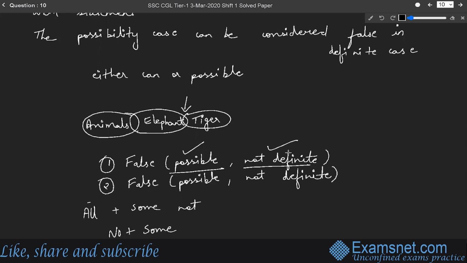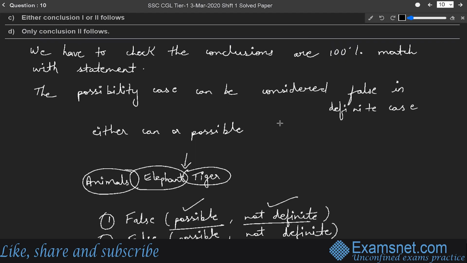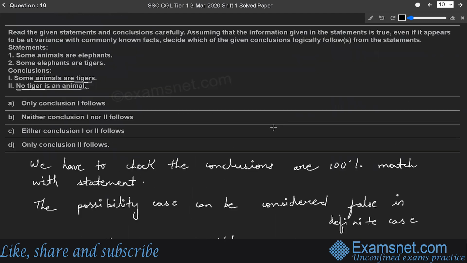Okay. So according to the statement, no tiger is an animal. For no, it is not definite. And for some tigers can be animal. It is the possibility that is written here. Okay. Same for the first conclusion also. So in this way, the correct answer for this question will be either conclusion 1 or conclusion 2 follow. I hope you are clear with this question. And the correct option for this question is option C.